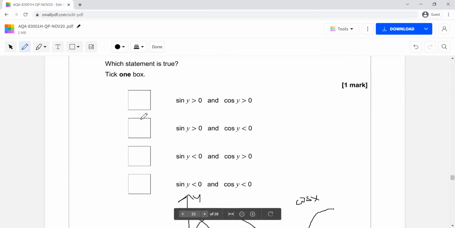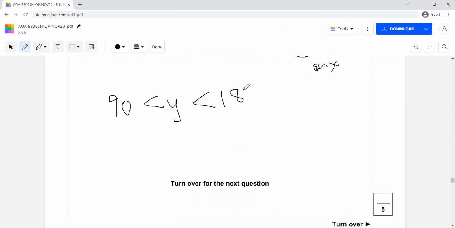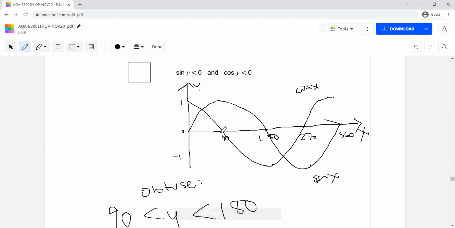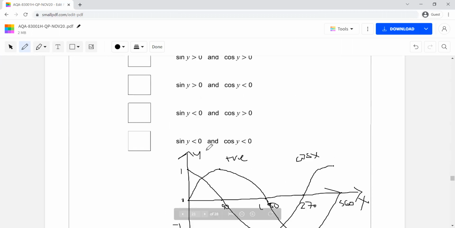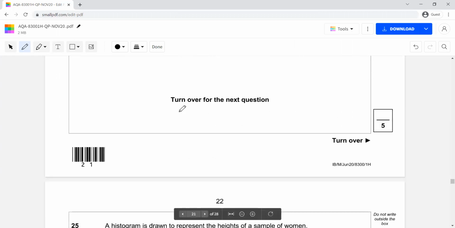Now our angle is obtuse, which means it's between 90 and 180. That's what it means to be obtuse. So our angle is between 90 and 180 degrees. For the sine graph, between 90 and 180, you can see it's clearly positive. And for the cosine graph, between 90 and 180, we are negative. So sine of y is greater than 0 and cosine of y is less than 0. So we tick the box.